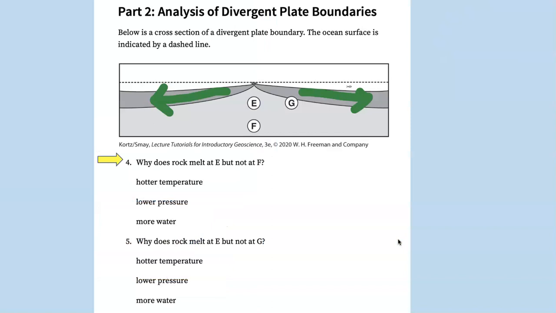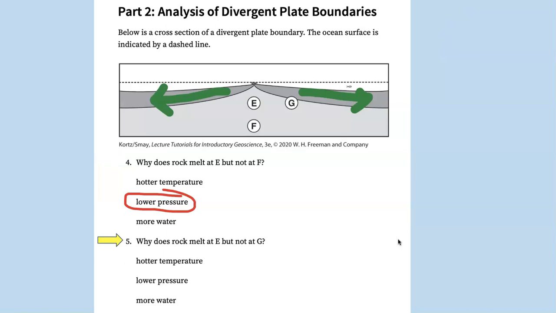Part 2 looks at divergent plate boundaries, and I have put some green arrows here to remind you the way the plates are moving. The first question asks, why do rocks melt at E but not F? And the reason is that there's lower pressure at E than F. And remember, lower pressure changes the melting temperature, and rocks melt.